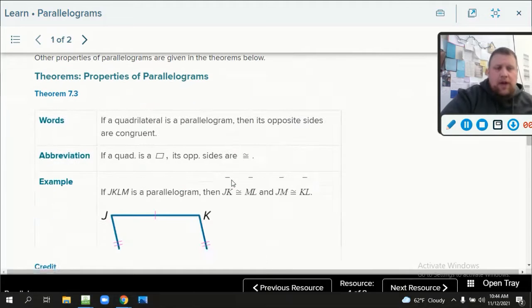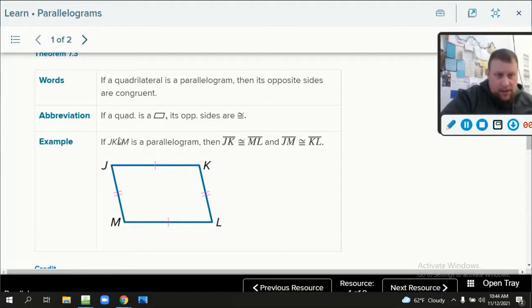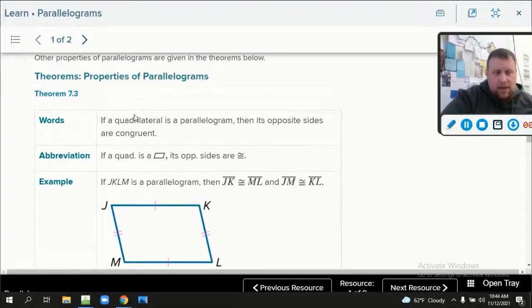Theorem 7.3. Now, for the rest of these theorems, I want you to draw one parallelogram. And then we're just going to label it differently and write theorems beside it. So draw a pretty decent-sized parallelogram. And the first thing tells us this. And I'm just going to use the abbreviation. Please just write down the abbreviation and the example for each theorem. So theorem 7.3. And you can just title these properties of parallelograms. They all are properties of parallelograms.